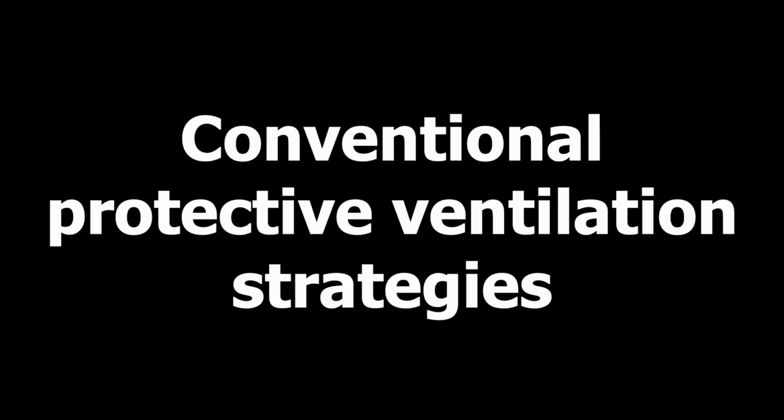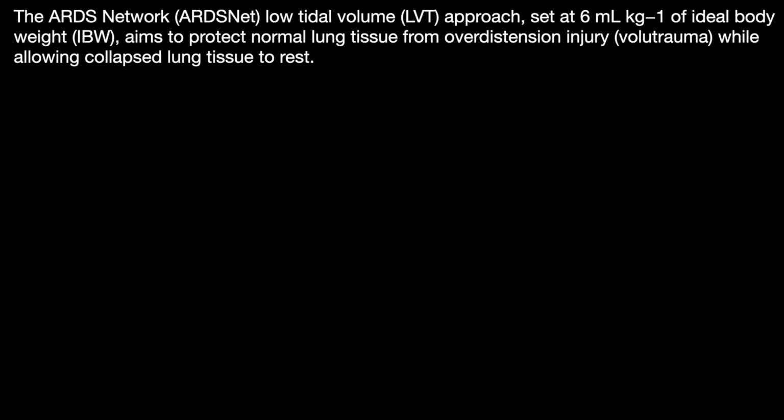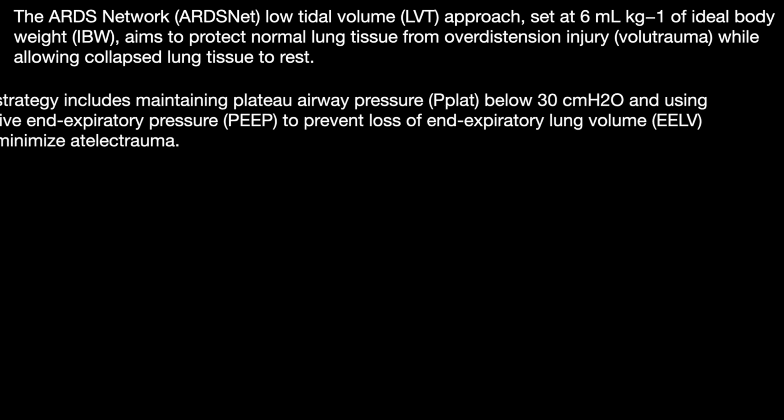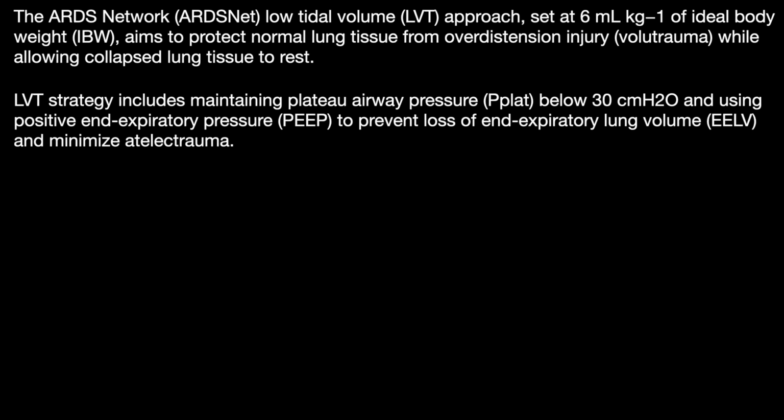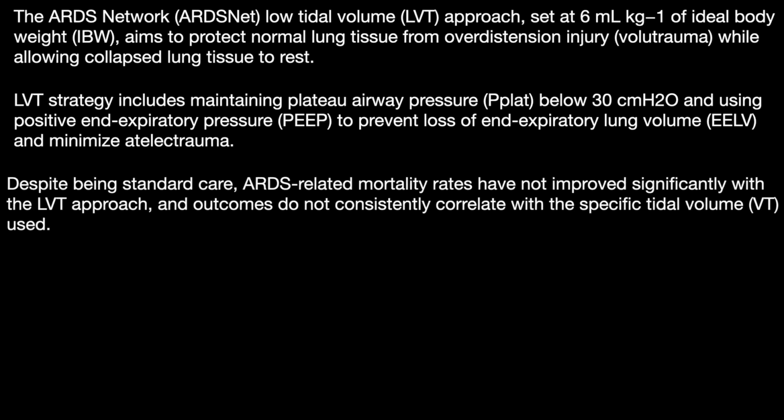So let's see what our current conventional protective ventilation strategies are. The ARDSNet low tidal volume approach sets a tidal volume of 6 ml per kg of ideal or predicted body weight, which aims to protect the normal lung tissue from overdistension while allowing the collapsed lung tissue to rest. Low tidal volume ventilation includes maintaining the plateau pressure below 30 and using PEEP to prevent loss of end-expiratory lung volume and minimize atelectrauma.